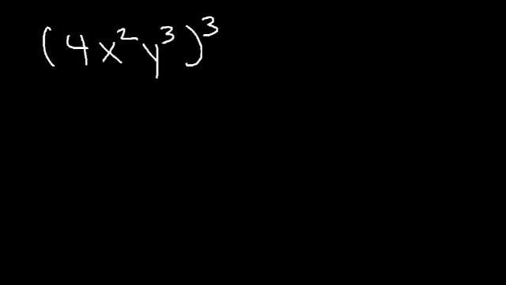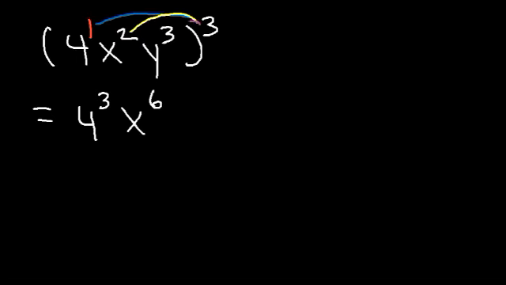Let's try another example. Try this one. What is 4x squared y to the 3rd raised to the 3rd power? So 4 is the same as 4 to the 1st power. So let's distribute the 3. 3 times 1 is 3. 3 times 2 is 6. And 3 times 3 is 9.